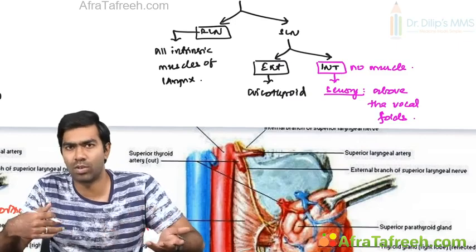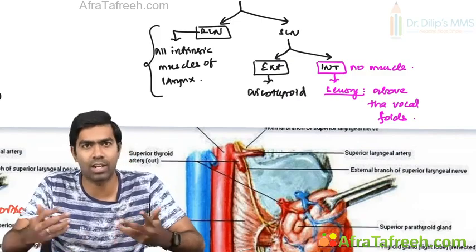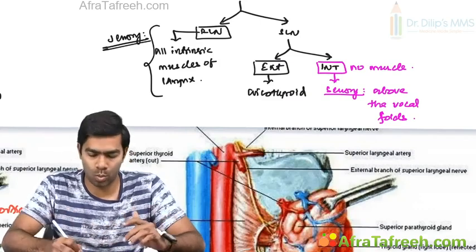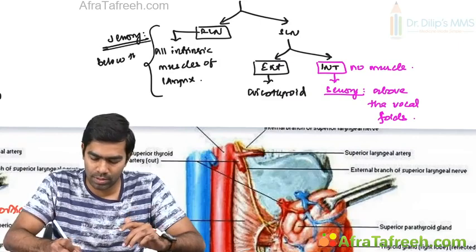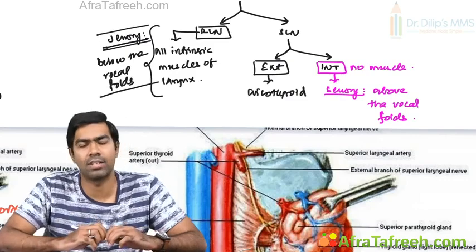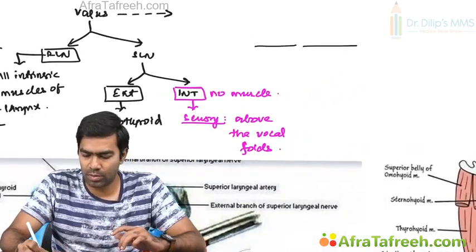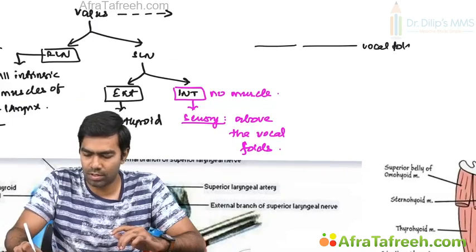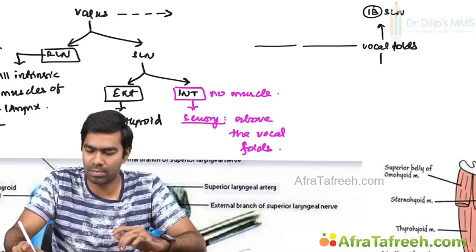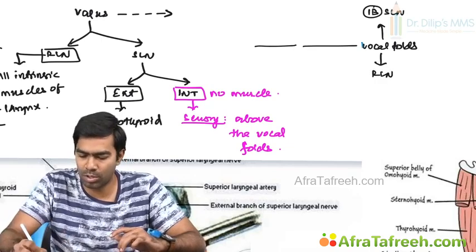But how about below the vocal folds? So this recurrent laryngeal nerve itself is going to take care of the sensory also. So the sensory innervation below the vocal folds is actually done by the recurrent laryngeal nerve itself. So if you take only the sensory innervation, you can take the vocal folds. So above the vocal folds, it's going to be the internal branch of the superior laryngeal nerve, and below the vocal folds is going to be the recurrent laryngeal nerve. We know that. But what about the vocal folds itself?